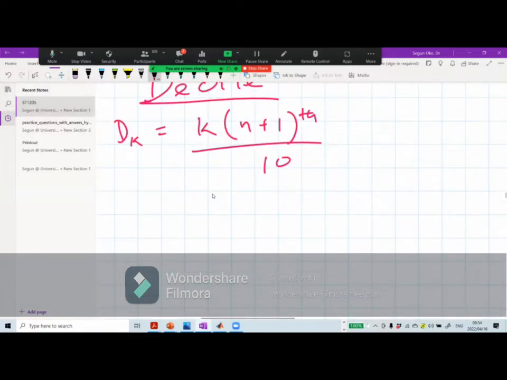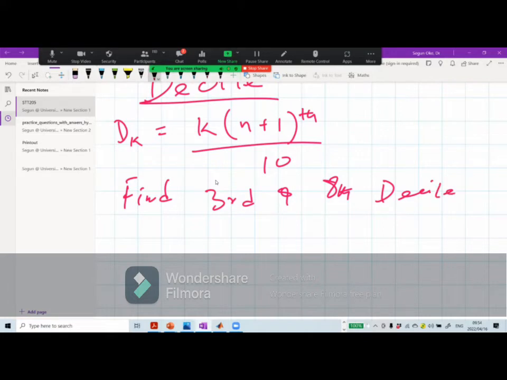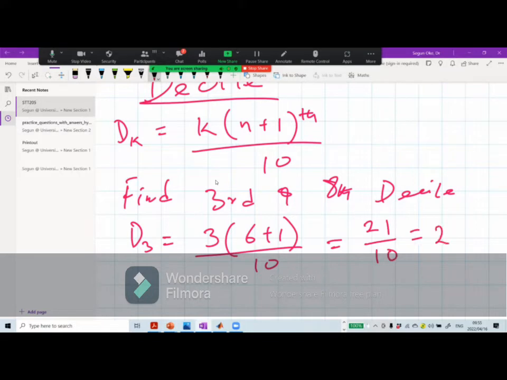Now, can we do D3? If I ask you to do the third decile, just put it this way: find the third and 8th decile. We have D3 equals, what is K in this case? 3 in bracket, 6 plus 1, divided by 10. Who can give us the answer, please? 21 divided by 10, that's 2.1.